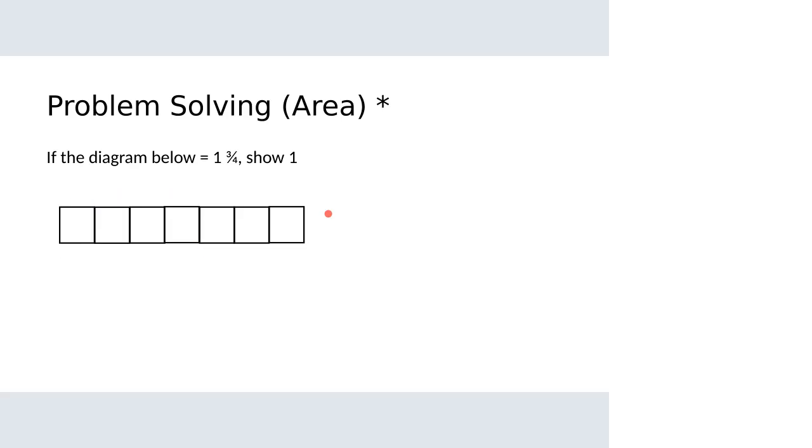Some of you might like the equation method, and you'd say there's 1, 2, 3, 4, 5, 6, 7 blocks. So 7 blocks is equal to 1 3/4. Okay, so that would be 4/4 plus 3/4, which is 7/4. So 7 blocks is 7/4 of whatever 1 is. And that's what I'm calling x.